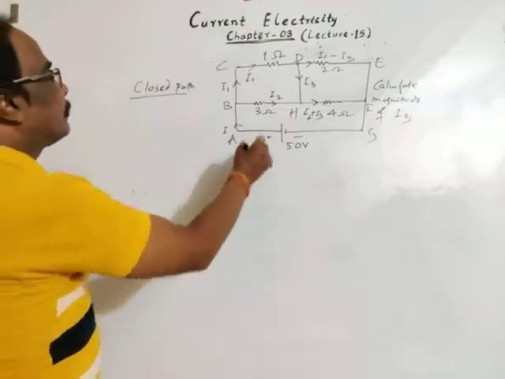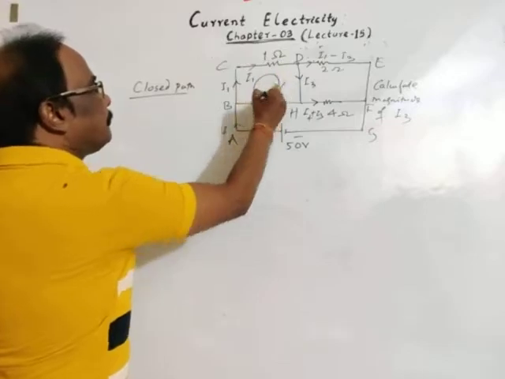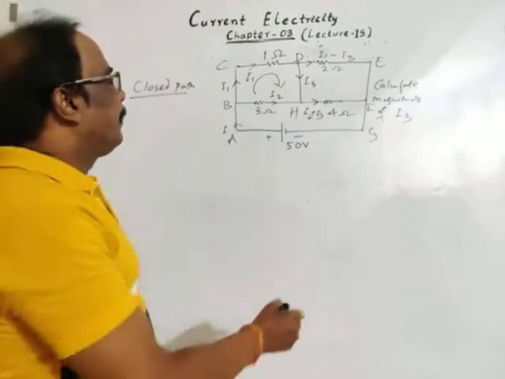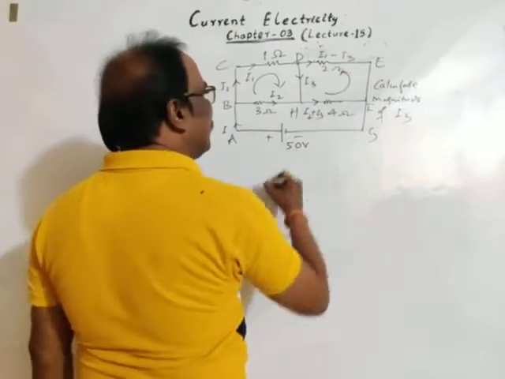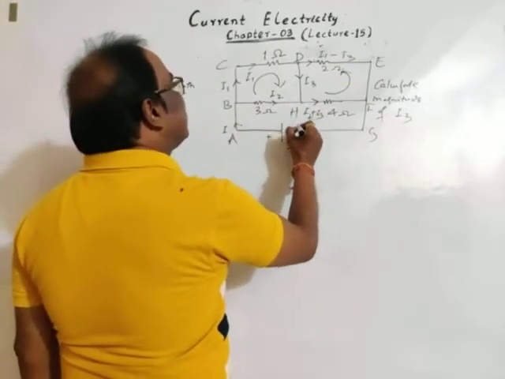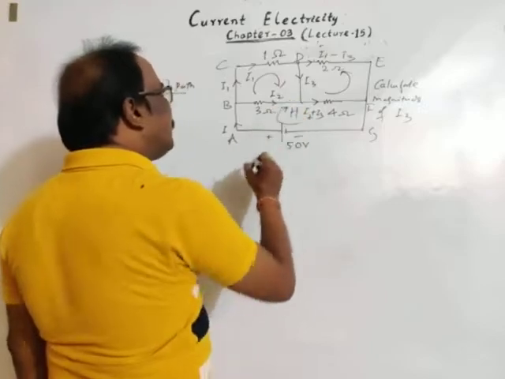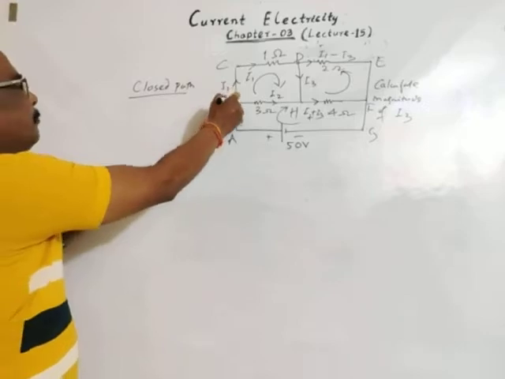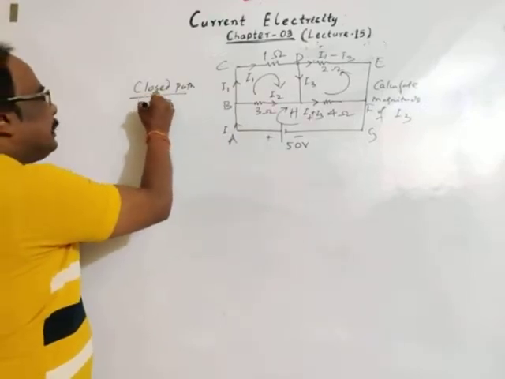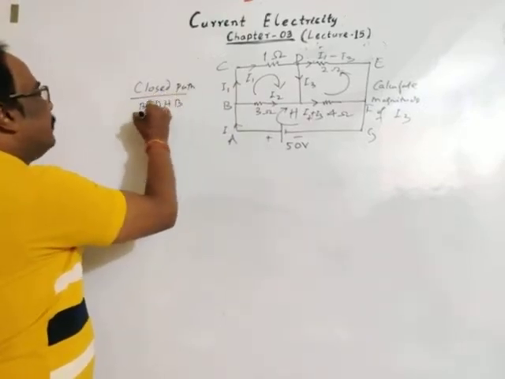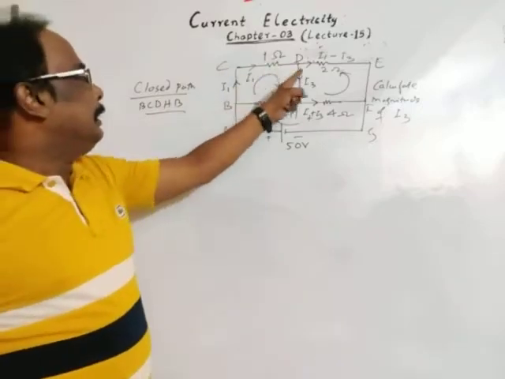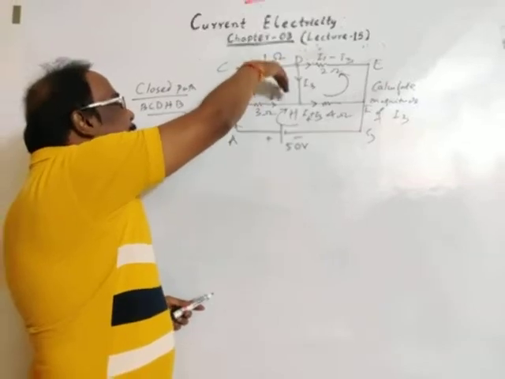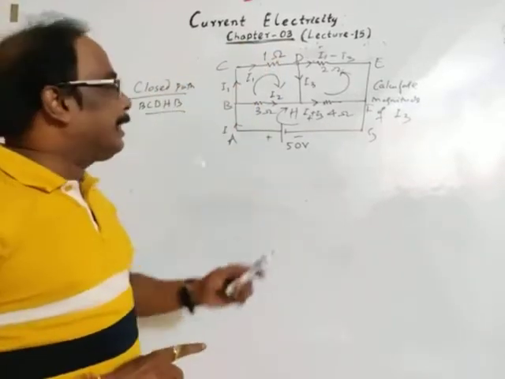For the closed path, let's consider this path. Okay. Let's take this anti-clockwise order. Let's take this path in clockwise order. Any clockwise, anti-clockwise, whatever you may take. Now I am starting from B, C, D, H, B. See, this is clockwise. Closed path of the circuit.